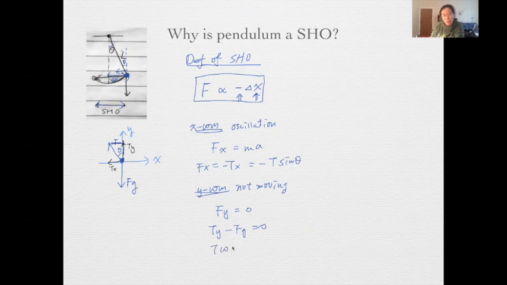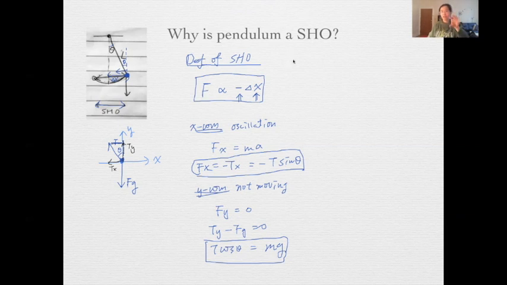Ty is T cosine theta, Fg is mg. Okay, so now we have two pieces of information. But none of these forces looks like a simple harmonic force, but this force, the Fx here, doesn't look like anything like this, right? Except that there's a restoring force, which probably matches up.